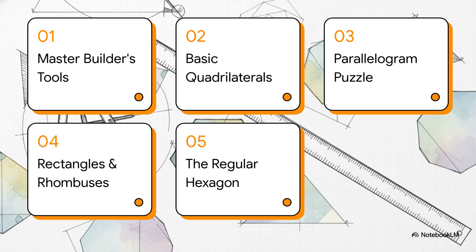So here is the structural blueprint we'll be following today. First, the master builder's tools. Second, constructing basic quadrilaterals. Third, the parallelogram puzzle. Fourth, perfect rectangles and rhombuses. And finally, number 5, the elegant regular hexagon.